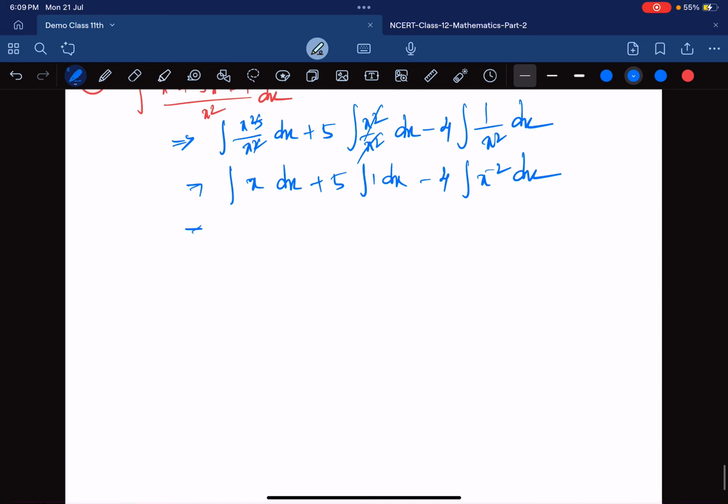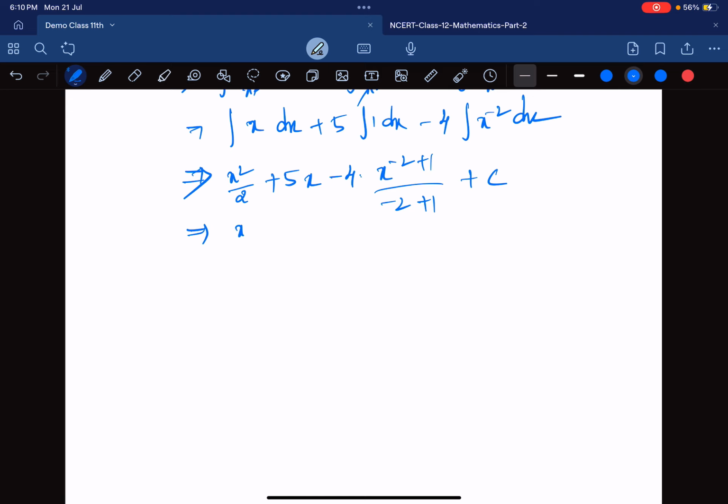Now apply this formula for xⁿ: the integration of xⁿ dx is xⁿ⁺¹ by n plus 1. So this is x²/2 plus 5x minus 4 into x⁻²⁺¹ by −2 plus 1, plus c, which implies x²/2 plus 5x. So this will be minus, and the minus 1 becomes 4 times 1/x, plus c, since x⁻²⁺¹ is x⁻¹, which equals 1/x. So this is our final result of this function.